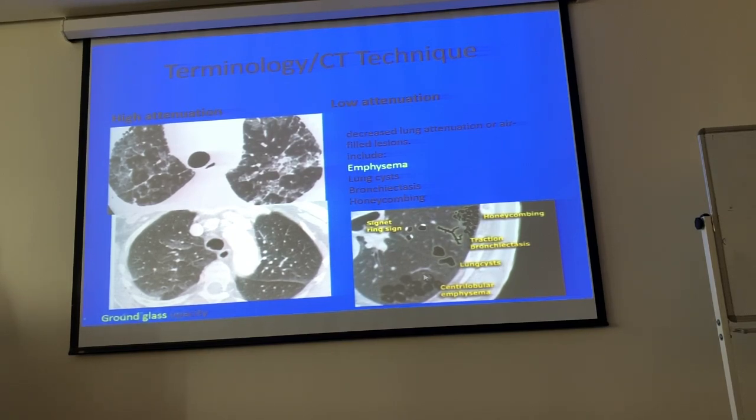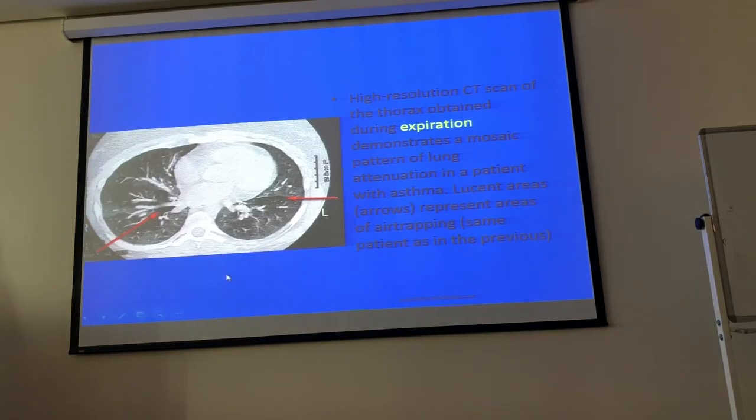In the diagram, you can see that these are low attenuation areas, and this is high attenuation area. These are also called ground glass opacities. Now, look here. This is a normal lung, and this one is a high attenuation or ground glass. Look here, this is ground glass.